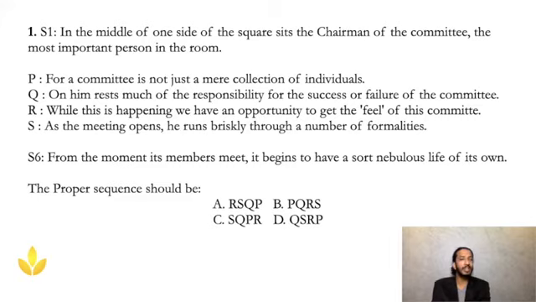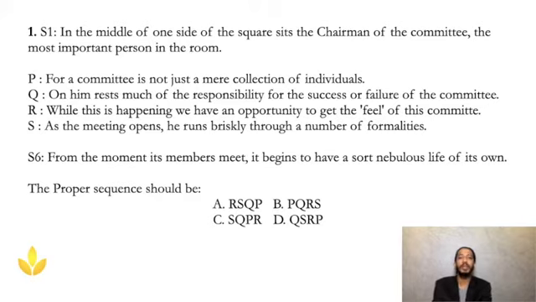And one of the tricks that I reminded you is to find the first letter which is repeating. And looking at the options, none of it are repeating. So let's take up option A first. So that's RSQP. And let us try the permutation combination first. So option R goes first, and while this is happening, we have an opportunity to get the feel of the committee. As the meeting opens, he runs briskly through a number of formalities.